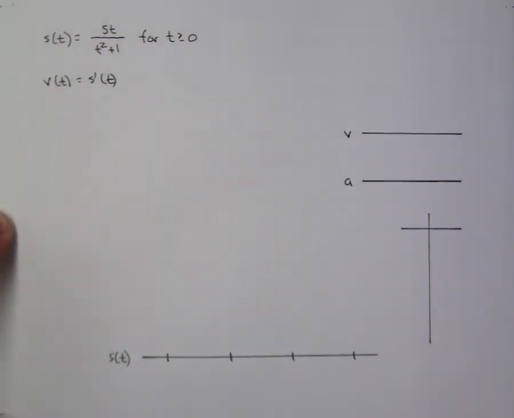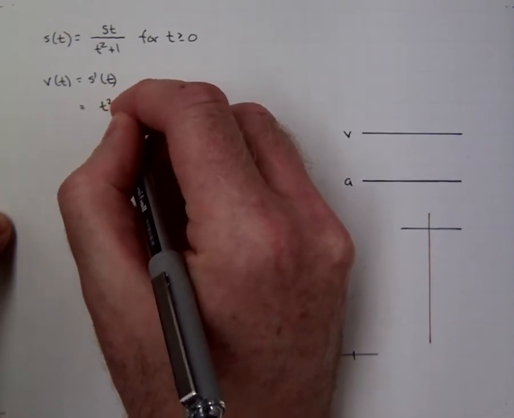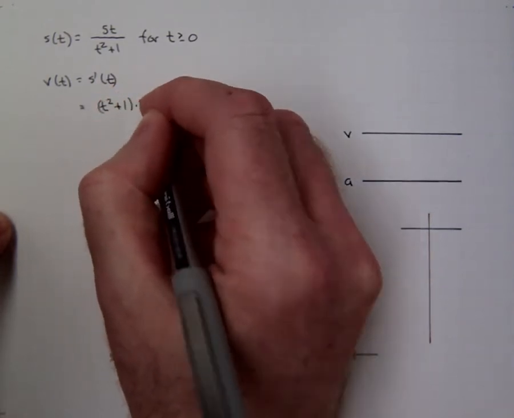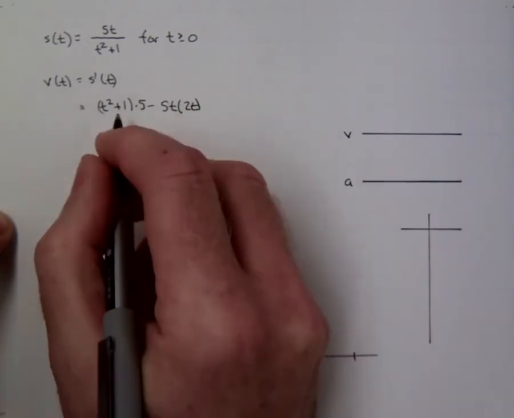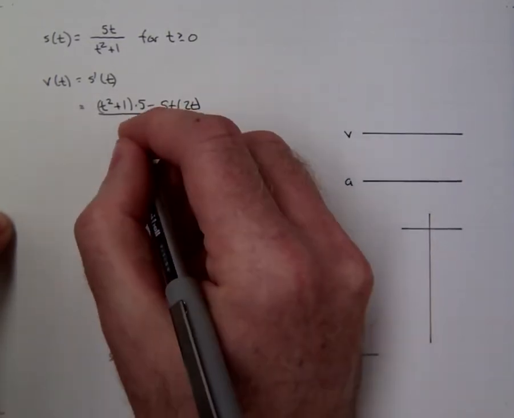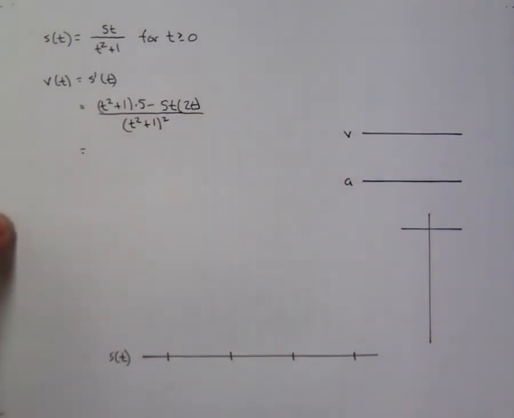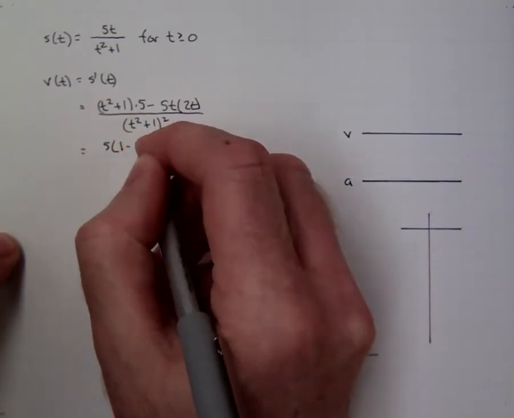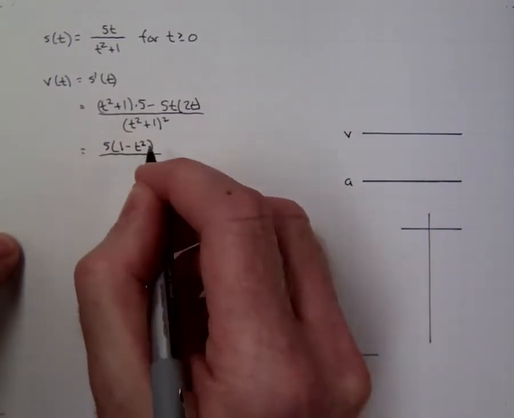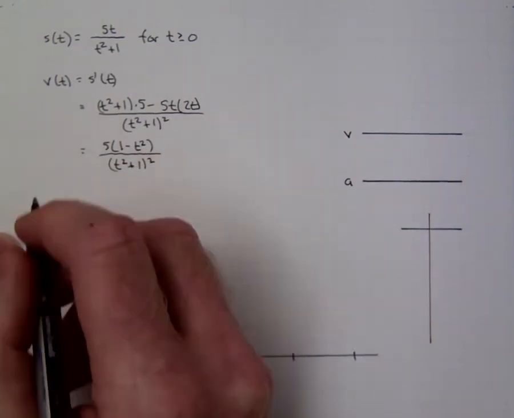of the position function, and this being a quotient, we will have low d high minus high d low all over the square of low, and a little bit of algebra applied to the numerator yields that we have 5 times quantity 1 minus t squared. The denominator, of course, is (t² + 1) squared.